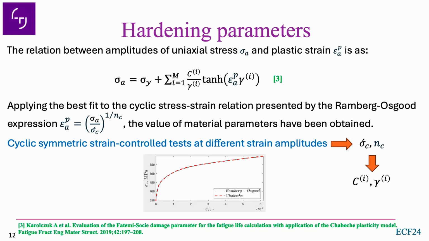As I said in the previous slides, cyclic symmetric strain control tests at different strain amplitudes have been done by Padova University. Based on their diagram, we can obtain sigma prime C and NSC, and then based on optimization, we can obtain C1 and gamma, which are nonlinear kinematic hardening parameters. As you can see, there is a good agreement between the Ramberg-Osgood diagram and the Chaboche hardening parameters.